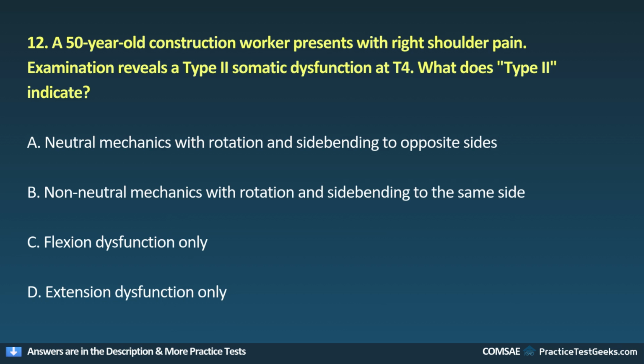12. A 50-year-old construction worker presents with right shoulder pain. Examination reveals a type 2 somatic dysfunction at T4. What does type 2 indicate? A. Neutral mechanics with rotation and side bending to opposite sides. B. Non-neutral mechanics with rotation and side bending to the same side. C. Flexion dysfunction only. D. Extension dysfunction only.